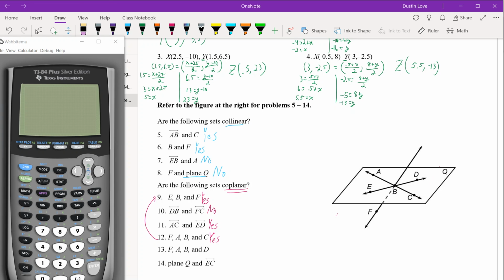All right. Now, F, A, D, and B. This one differs slightly because points A, D, and B are non-collinear. So there's only one plane that passes through those three points, and that is plane Q. F is not on plane Q, therefore no, these are not coplanar. And now our last one here, plane Q and line EC. Well, plane Q is here, and EC, even though it's not drawn, still lies on plane Q, and therefore yes, they are coplanar since line EC is already on plane Q.